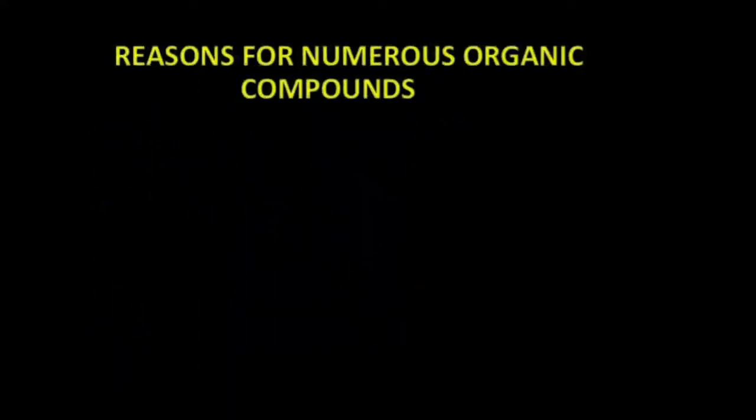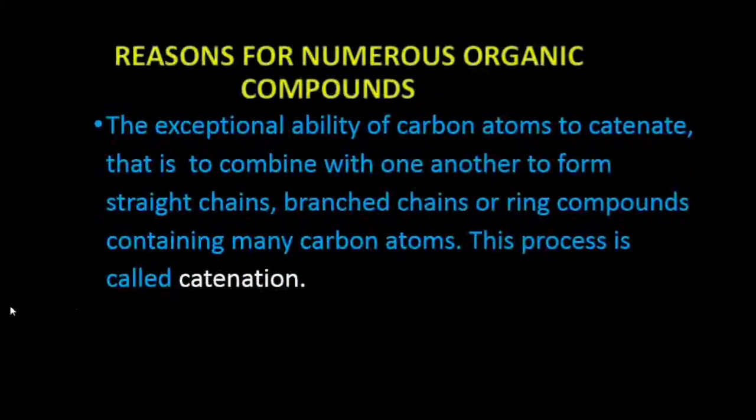Now let's look at the reasons why we have numerous organic compounds. The first one is the exceptional ability of carbon atoms to catenate. That is, to combine with one another to form straight chains, branched chains, or ring compounds containing many carbon atoms. Now, the process whereby carbon atoms catenate, or come together to form straight chain, branch chain, or ring chain, is called catenation. These questions always come and they will say, what is catenation?